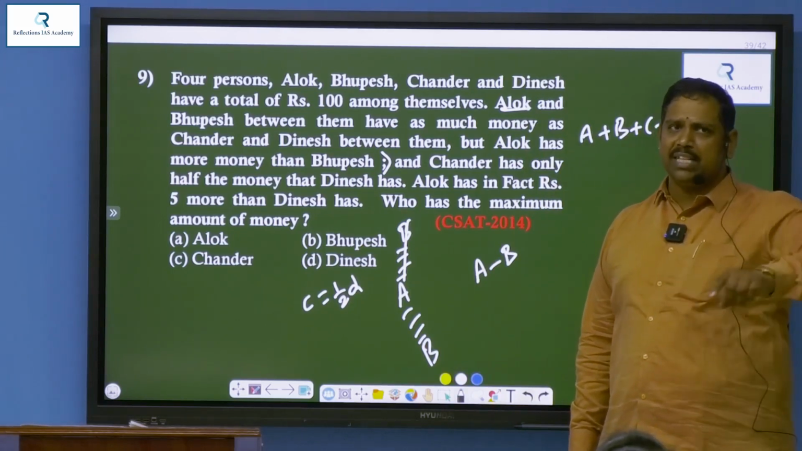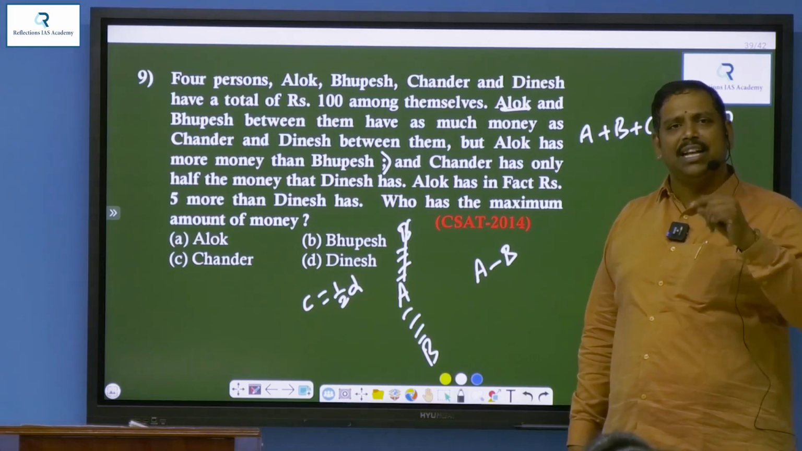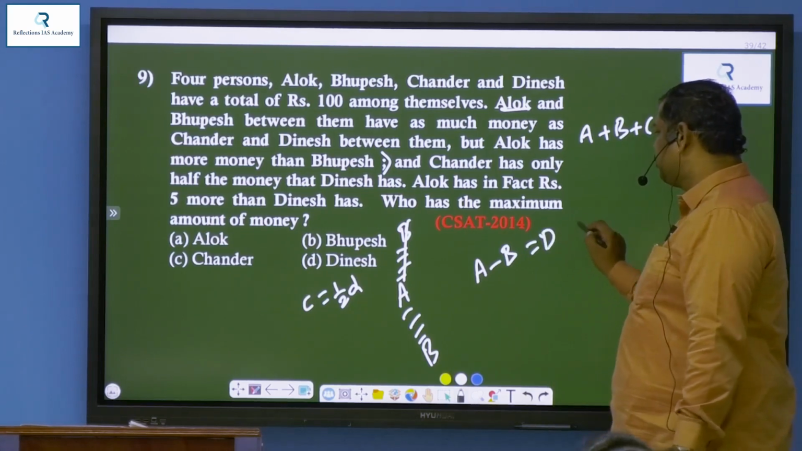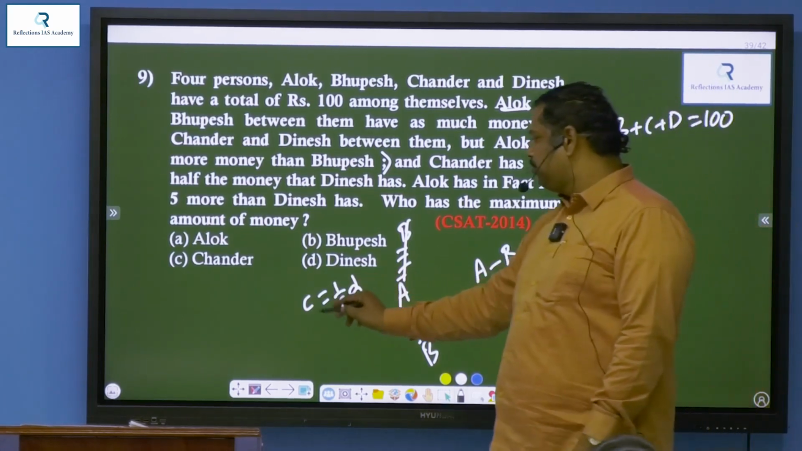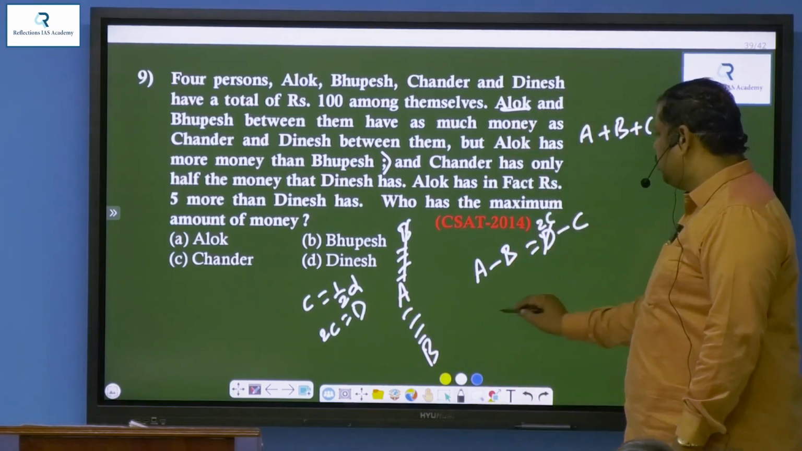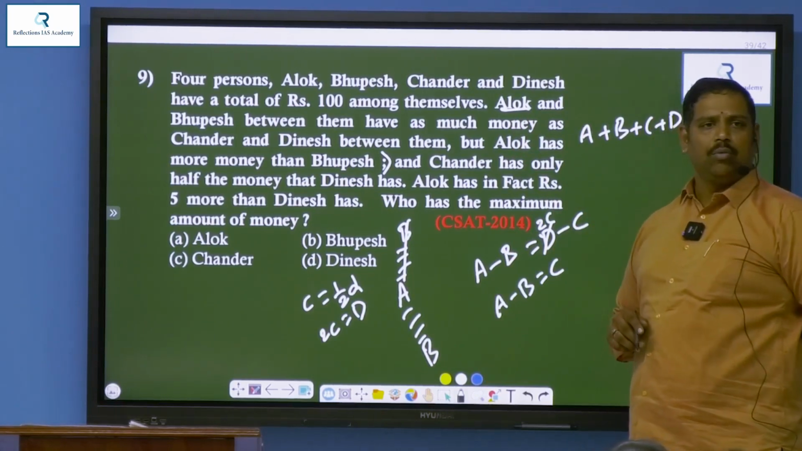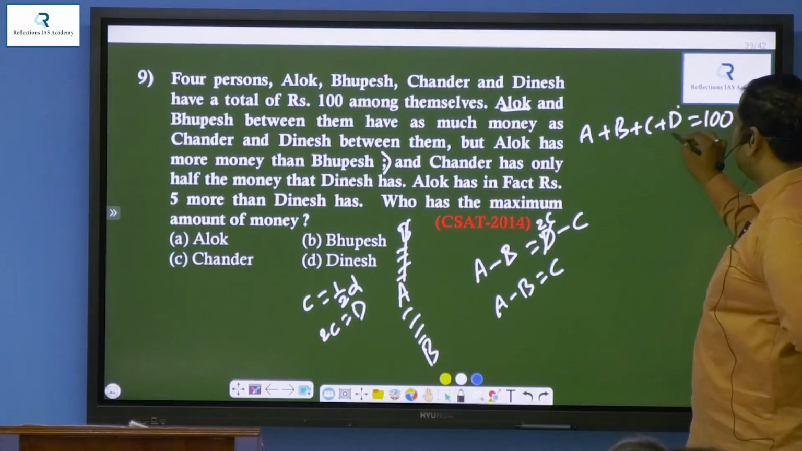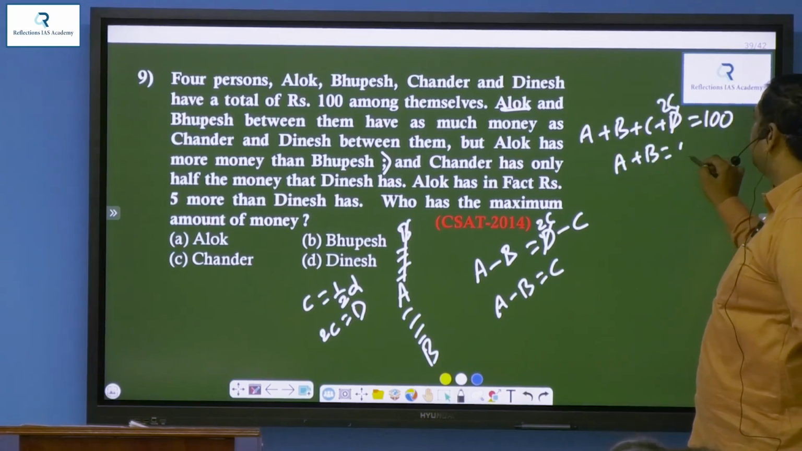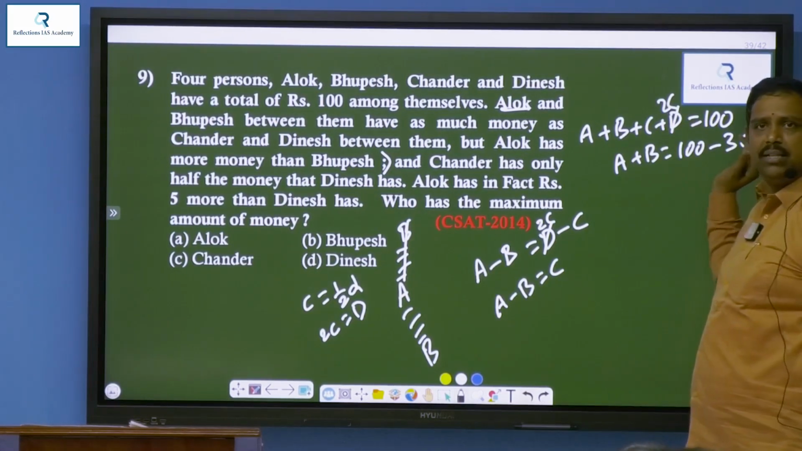If I have half as much money as her, it means I am not the rich one. Which is greater? D is greater. So D minus C is the difference. Cross multiply: 2C is equal to D. So A minus B is equal to C. Substitute the same here, D is equal to 2C. A plus B is equal to 100 minus 3C. Move that side, 100 minus 3C. Okay, good.